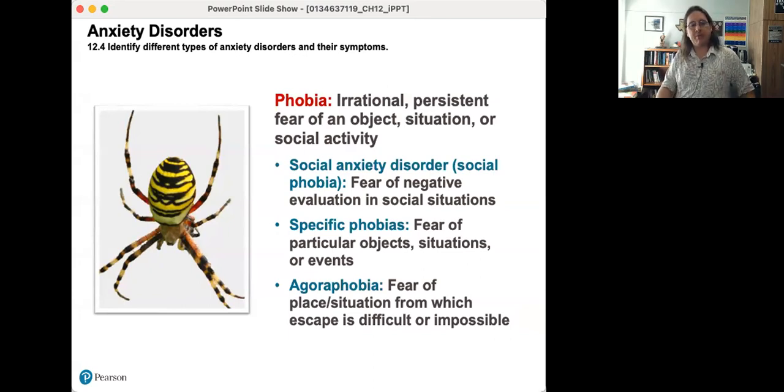So just a couple subclassifications of phobia are social anxiety disorder, or social phobia, which is a fear of negative evaluation in social situations, whether they occur or not. So that means a person gets in front of a group of people and they have this perception that they are being negatively evaluated, even though they could be highly regarded.